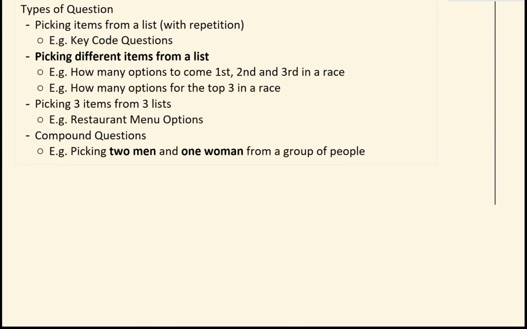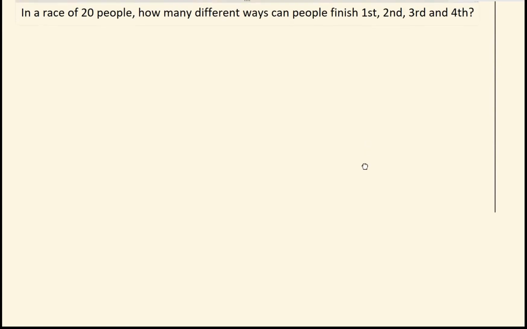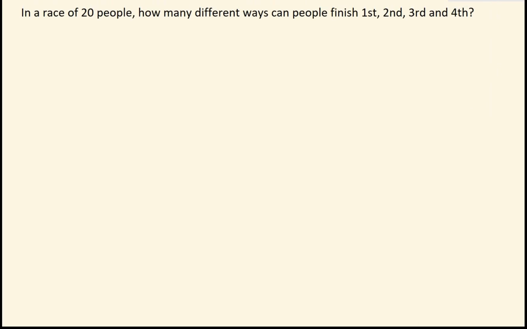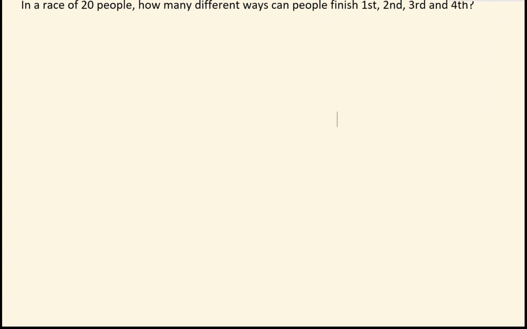Next, what we're going to see more often is where you're picking different items from a list. So in a race of 20 people, how many different ways can people finish first, second, third, and fourth? In a race, you've got 20 people running, and any of those 20 could finish first. Okay, that's my first number, and I want 4 of them. That person is now finished.